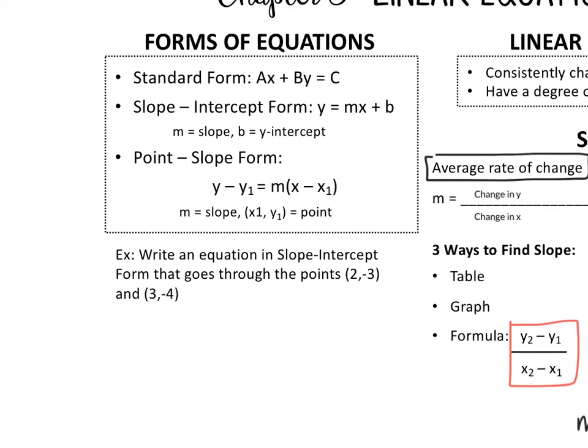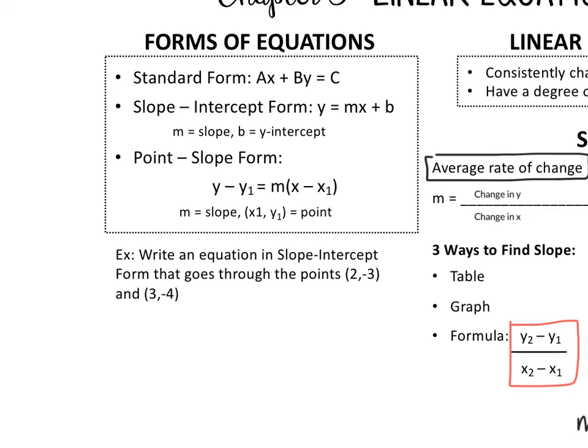So if you're given a point and a slope, and they ask for an equation, or if you can get a point and a slope, you would want to use point-slope form. If you're given a slope and an intercept, or you can get either of those, then you would use slope-intercept form. It's whatever makes your life easier.